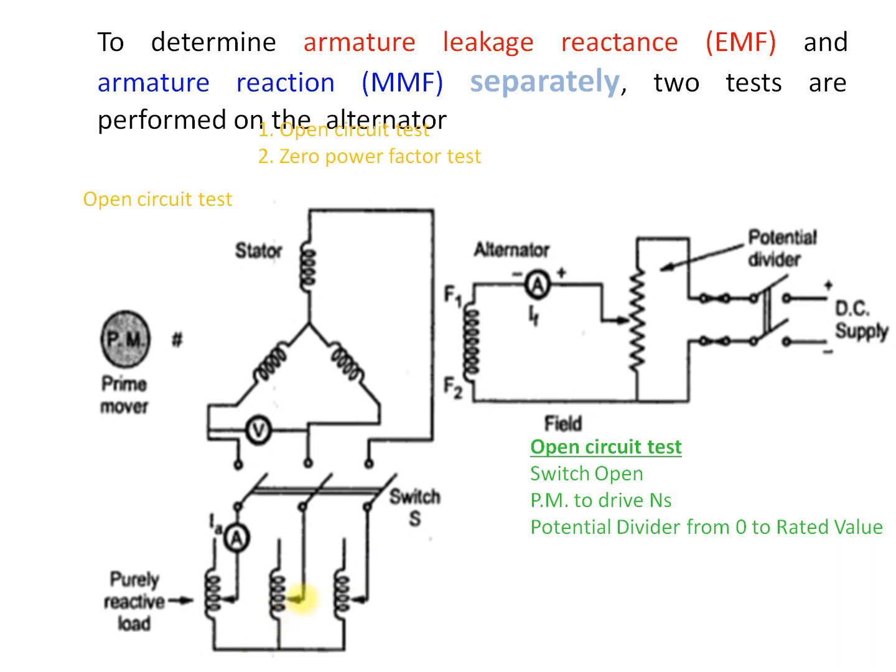Since we know from the MMF method discussion, from the short circuit result we can find the value of IF, the field current, which is required to overcome the demagnetizing effect of the armature reaction. That is clear from our previous discussion of the MMF method, so we are going to use that concept over here also.